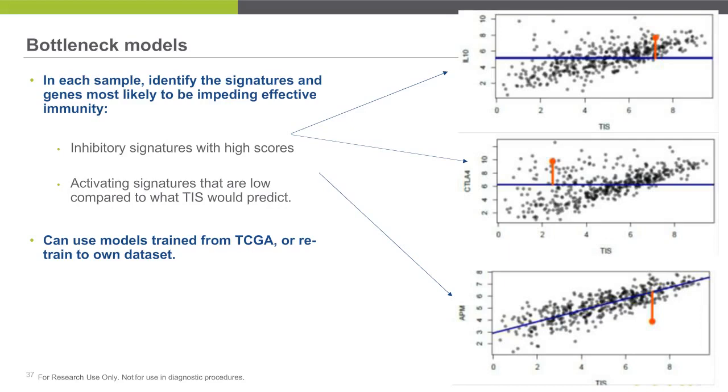So that unusually high expression might be a problem for this patient. That might be holding back their immune response. In the middle plot, we see very high CTLA-4, and actually this is kind of interesting.